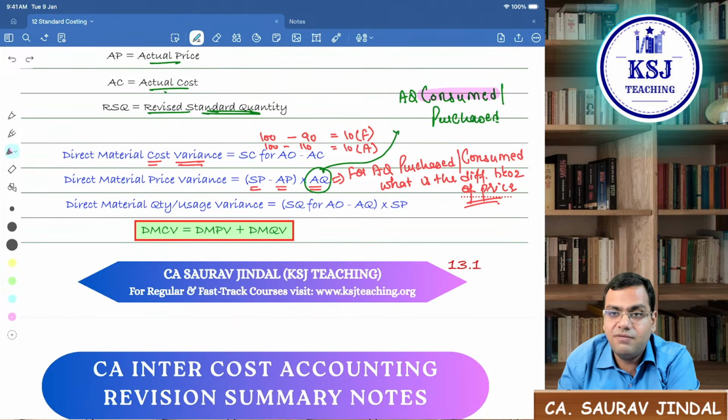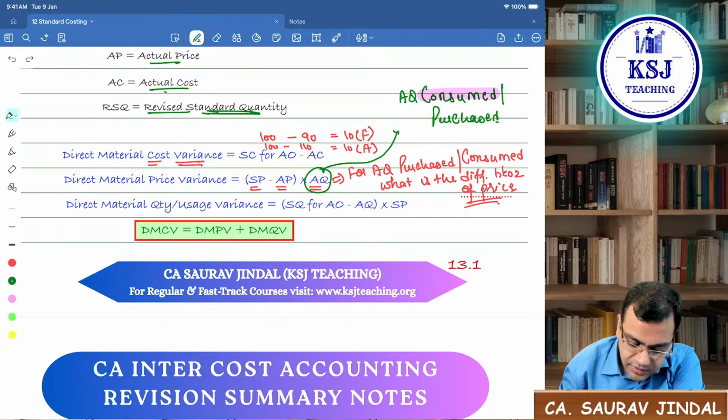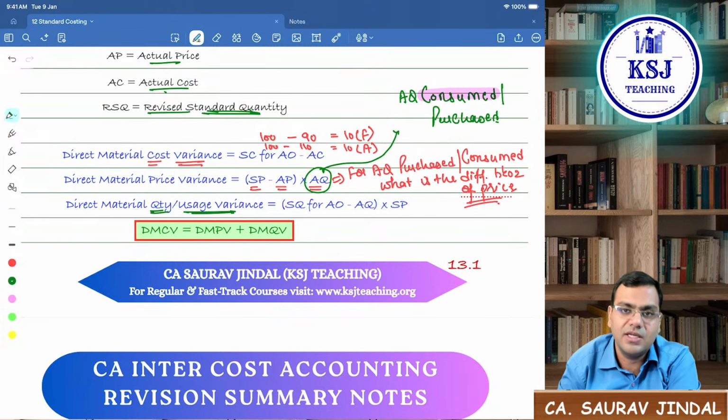But normally when we are talking about the variance, the price variance, we will take it on the actual quantity that we have consumed, not the one which is lying in the store. Right? Now, next, third one is direct material quantity or usage variance.